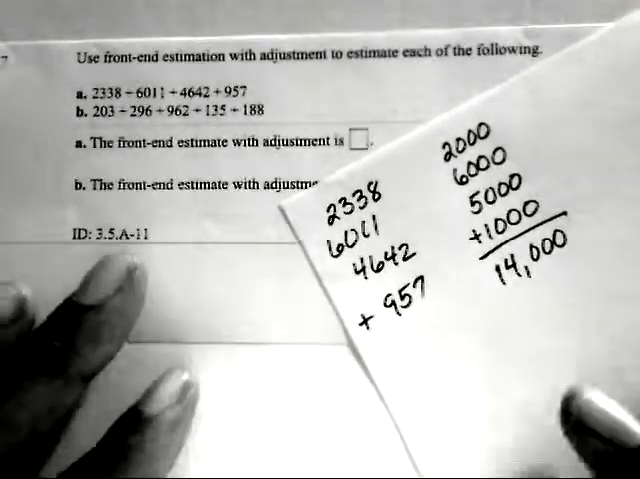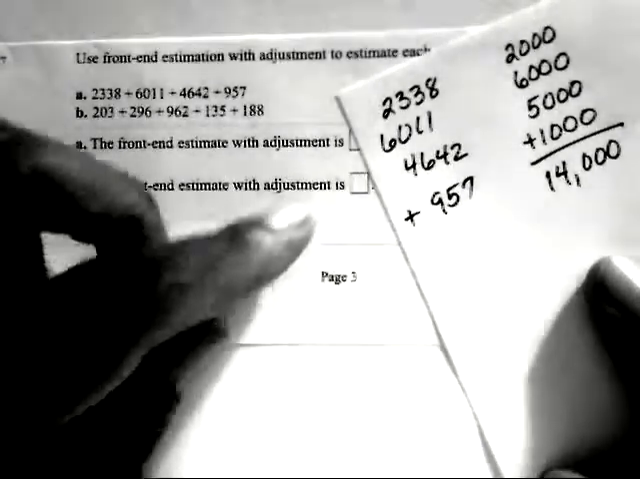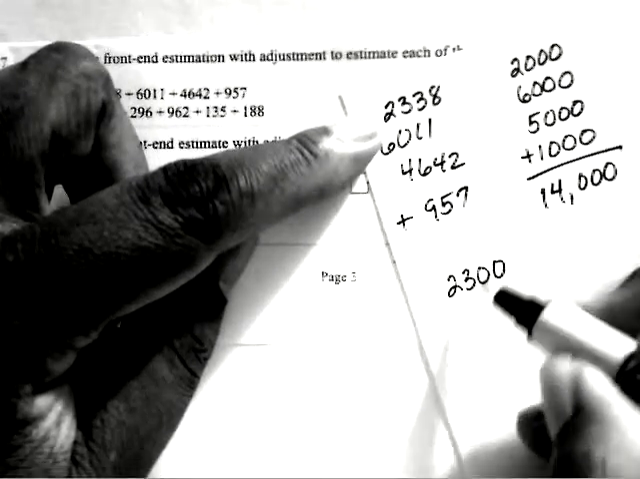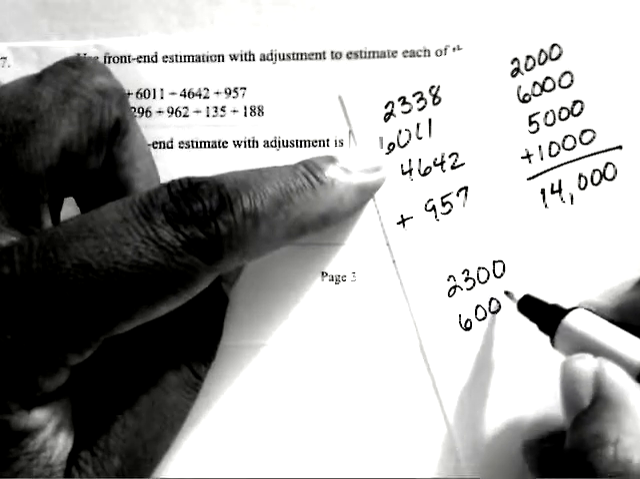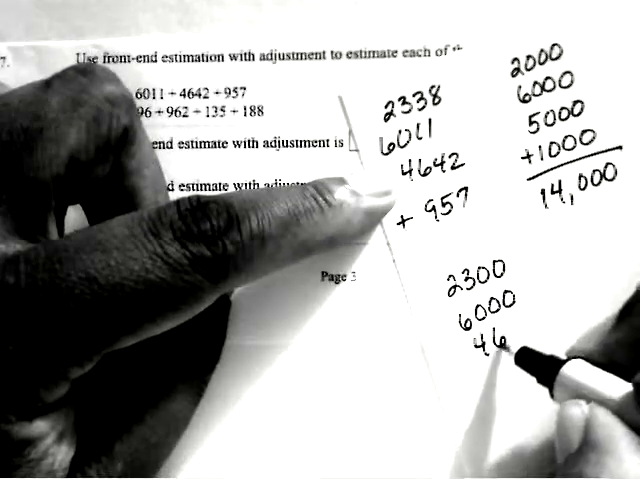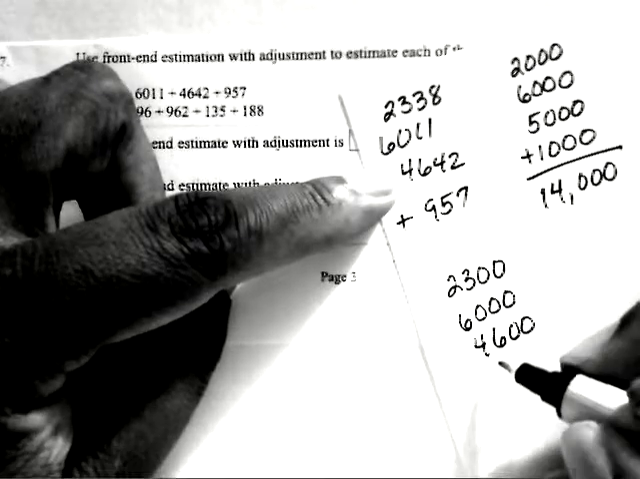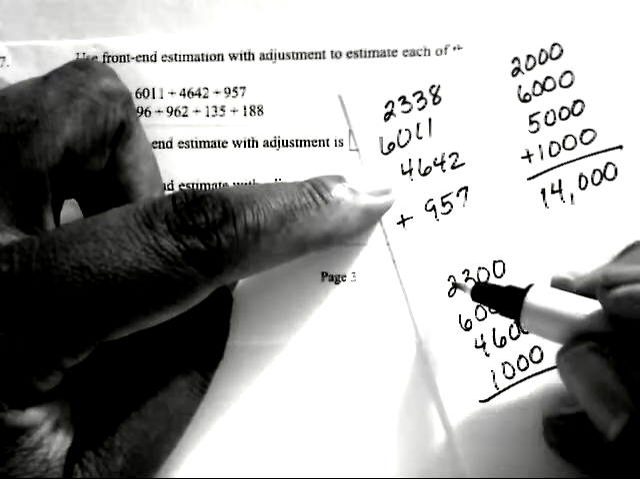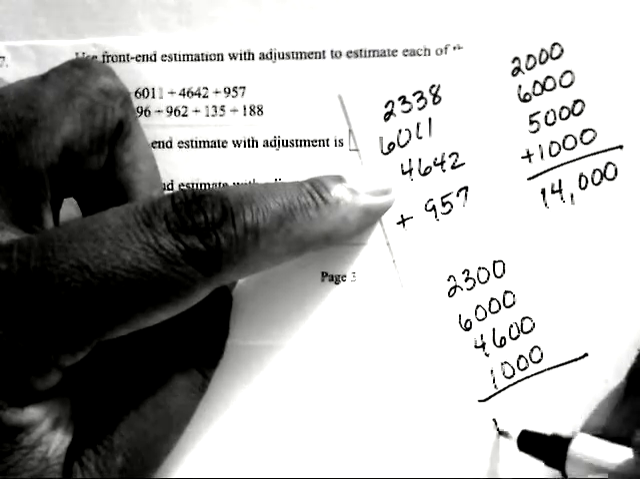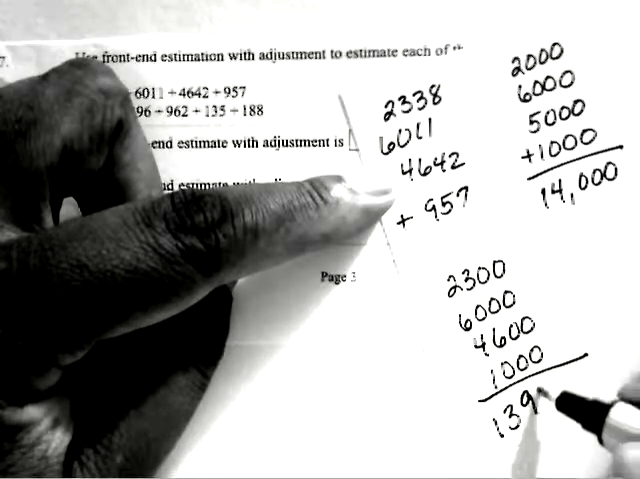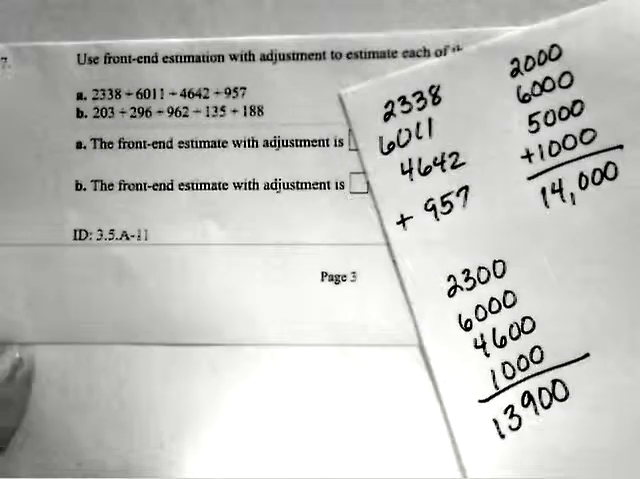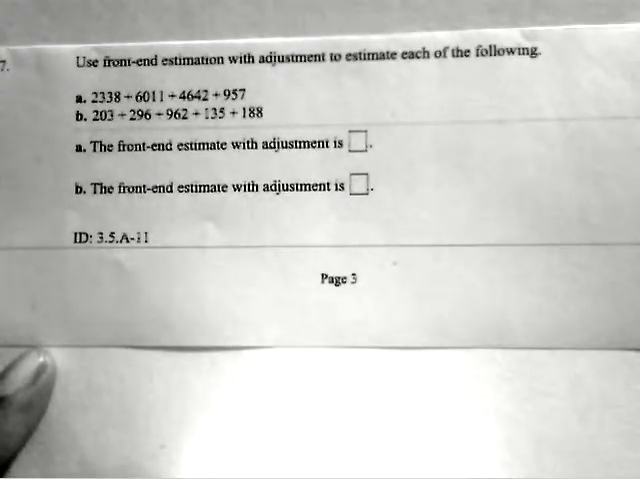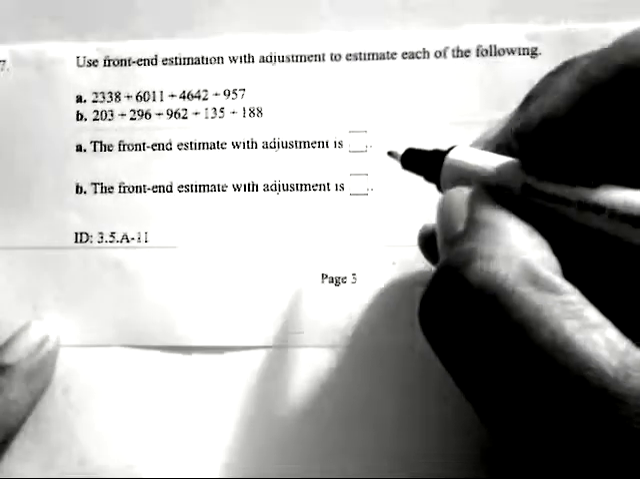Or another option would be to round to the nearest hundred. Let's see, 2,338. If I round to the nearest hundred, that's going to be 2,300. This will round to 6,000. 4,642 will be 4,600. And this will be 1,000. So this will be 8, 12, 13,900. We can say that. So here, the front-end estimate with adjustment in part A will be 13,900.